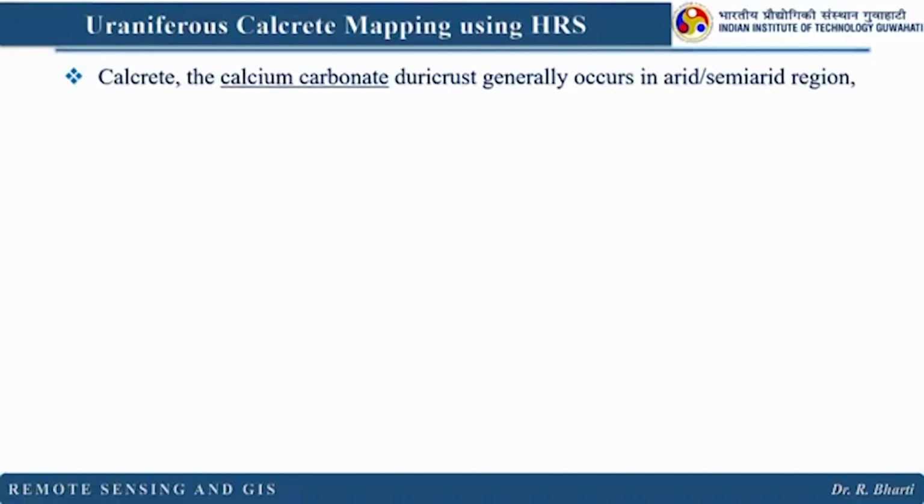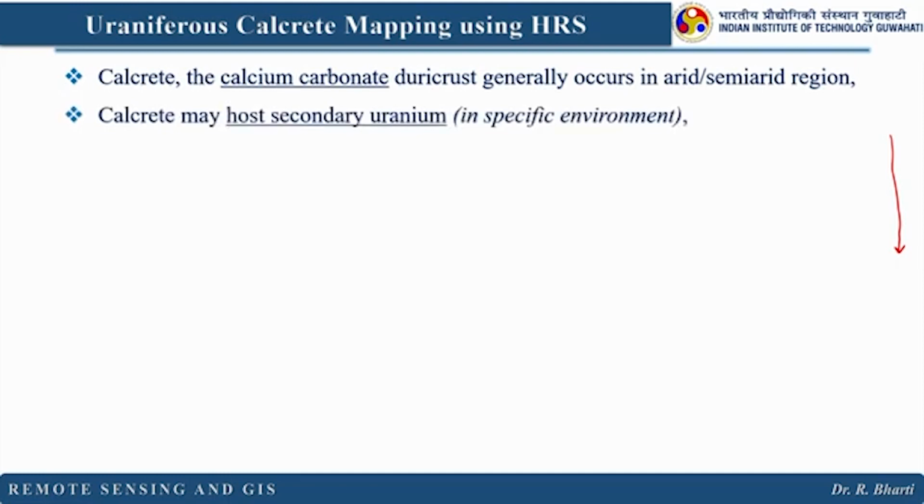Let us see the example of uraniferous calcrete mapping in this section, where we have used spectroscopy or hyperspectral remote sensing. Just to give you the background of why this is important, I am going to explain some background story of this particular work. So, calcrete, the calcium carbonate duricrust, generally occurs in arid to semi-arid regions. Calcrete may host secondary uranium in a specific environment. It is not like you will always get uranium, but in a specific environment it can host secondary uranium.